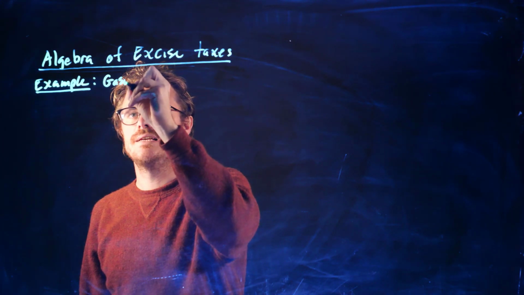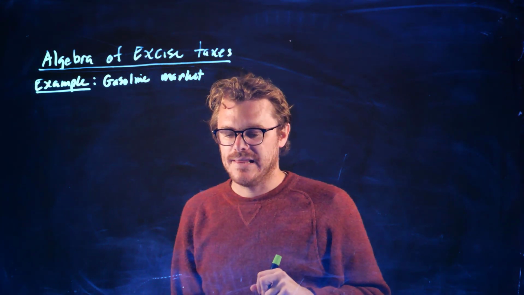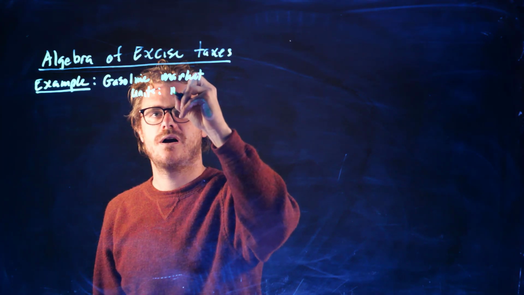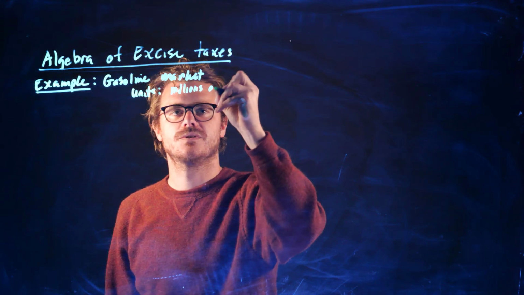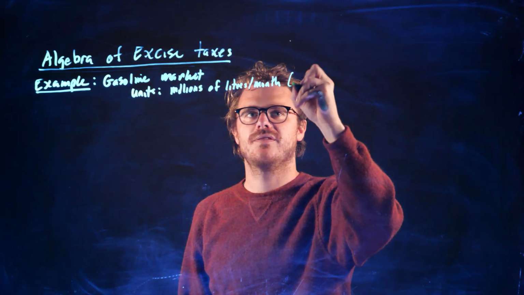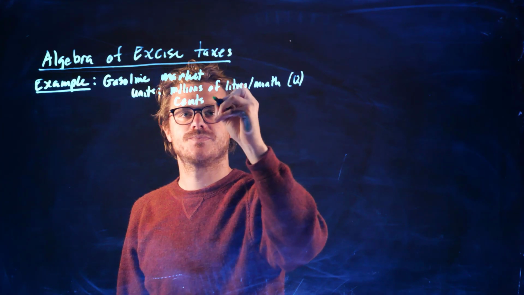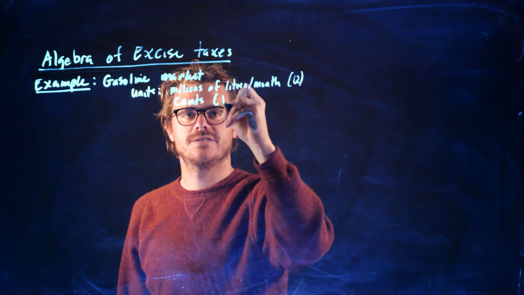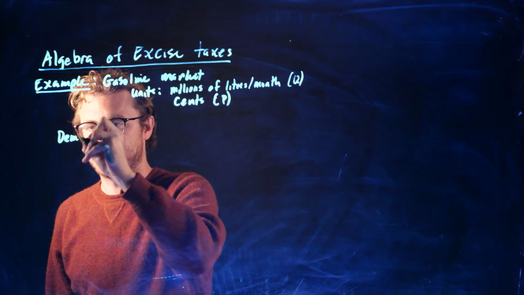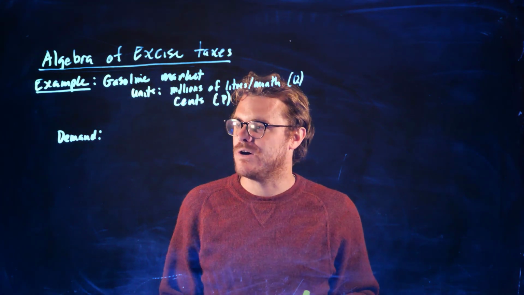So let's look at the gasoline market. The units we're going to use are millions of liters a month, and that's going to be our quantity. And then our price is going to be in cents. So that's the price. And let's imagine that our demand curve, these numbers might not exactly work out to be realistic, but we can see how it works.